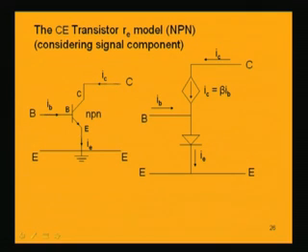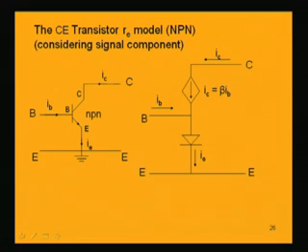If we consider common emitter, the emitter is common and grounded between the input and output circuits. So, base and emitter form the input circuit, and collector and emitter form the output circuit. For this NPN transistor, the emitter current ie flows out of the transistor, while the base current and collector current flow towards the transistor.